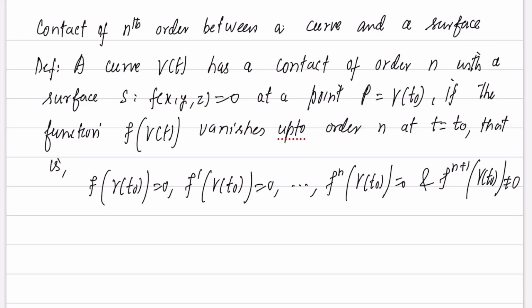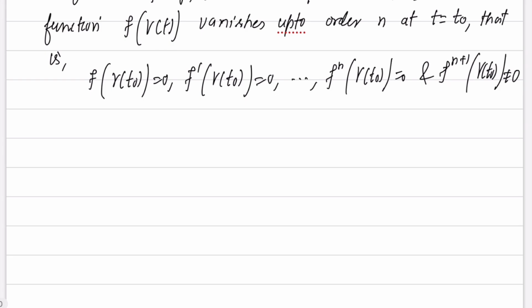This actually refers to how closely the curve coincides with the surface near that point. So in other words, we can say that a contact of nth order for a curve means that the curve lies on the surface to order n but departs from it at order n plus 1.